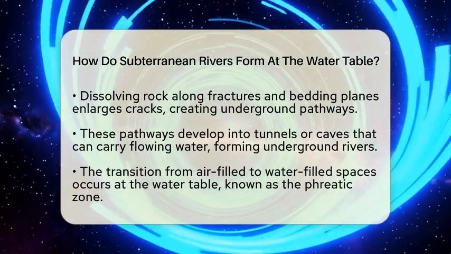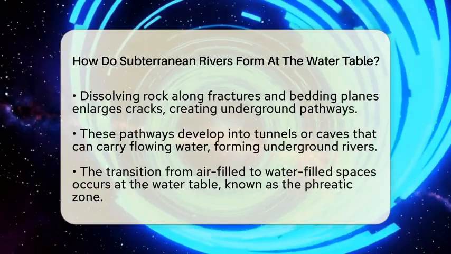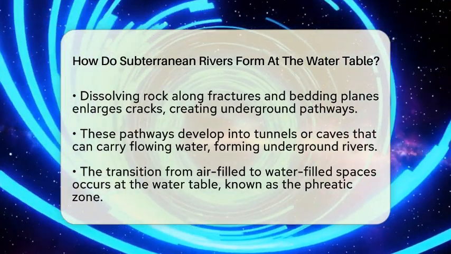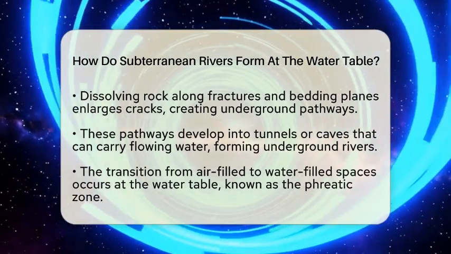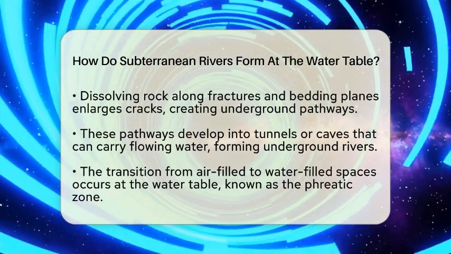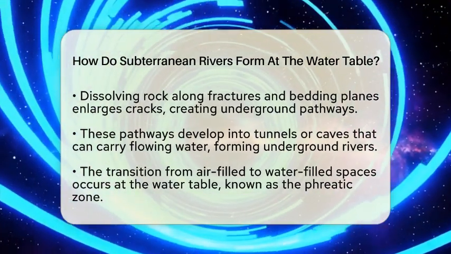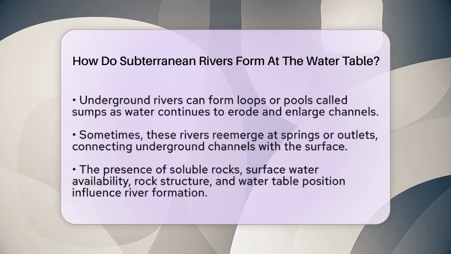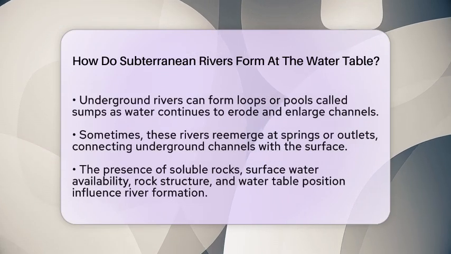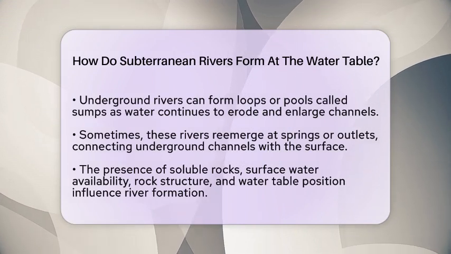At the water table, the underground passages change from air-filled spaces to water-filled channels, known as the phreatic zone. Water flows through these channels, sometimes forming loops or sumps where water pools. As the underground river continues to erode and enlarge these channels, it can create extensive cave systems. Sometimes, these rivers re-emerge at springs or outlets downstream, connecting the underground with the surface again.